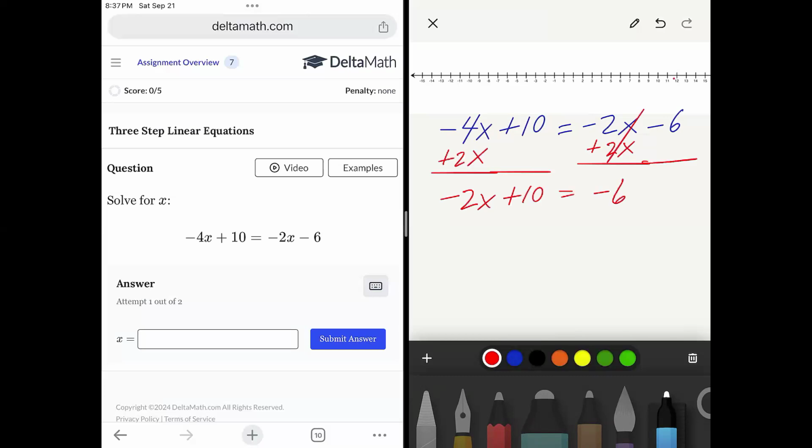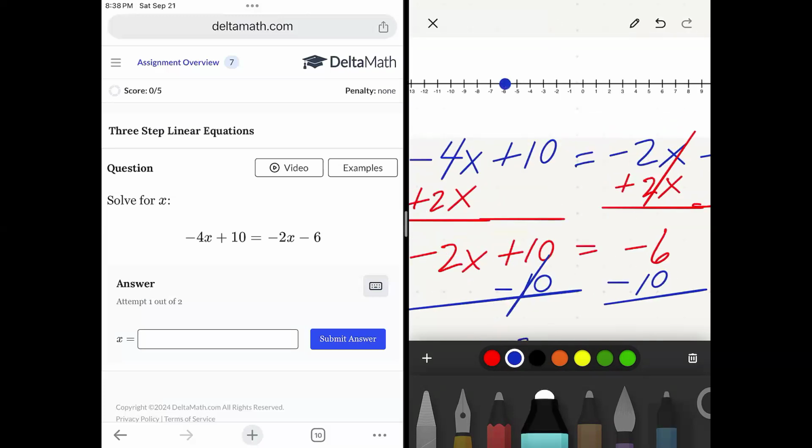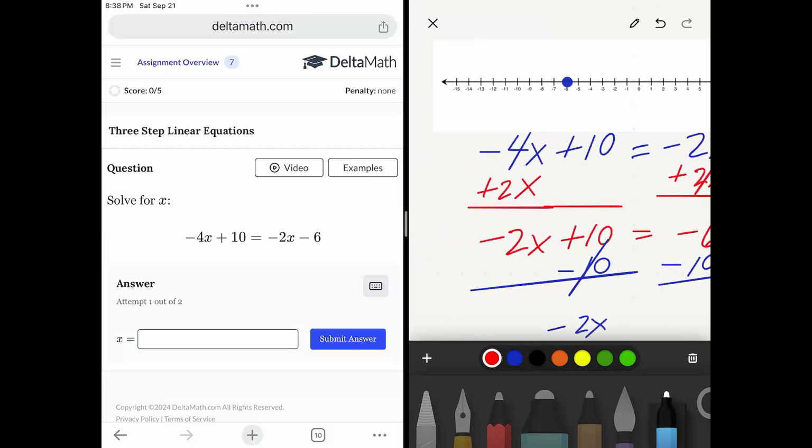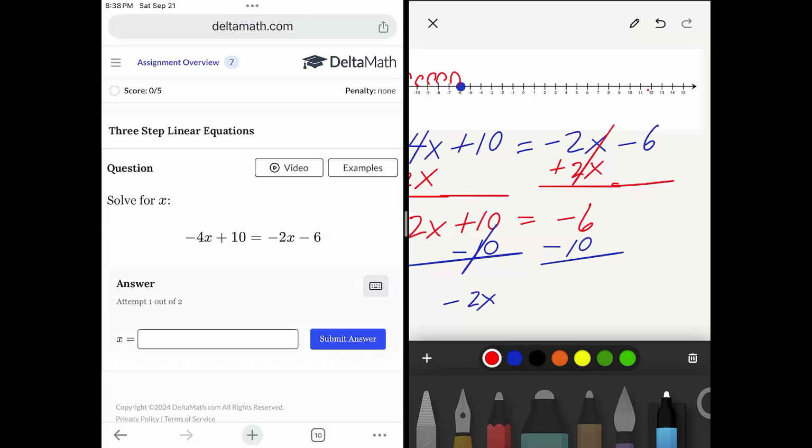And now I want to move the plus 10 to the other side. Remember, I've got to do the opposite, so I'm going to do minus 10, which means I have to subtract 10 here. These are going to cancel on the left-hand side. We're going to have negative 2x, and this is going to be negative 6, and we're going to go 10 to the left. If we were doing this on the number line, this would be negative 6, and then we go 10 to the left: 1, 2, 3, 4, 5, 6, 7, 8, 9, and then the 10th would be negative 16. So that is our answer, right?